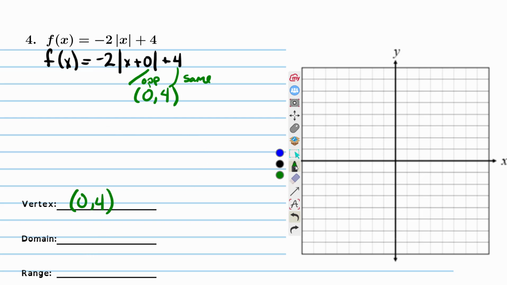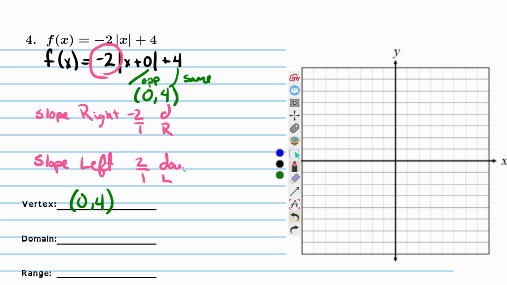Our slope, as we go to the right, is going to be this negative 2. So negative 2 over 1. So that's down, right. Slope going left is positive 2 over 1. So again, we're still going down as we go to the left.